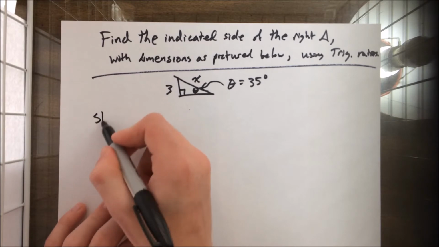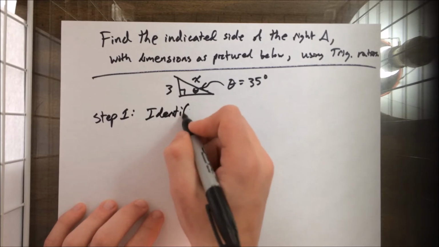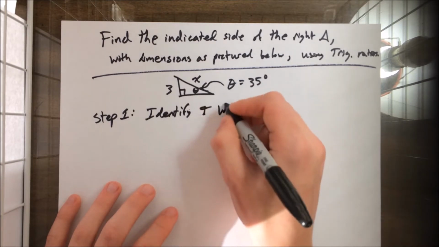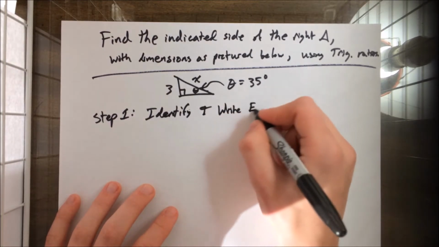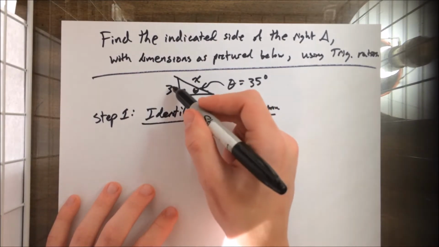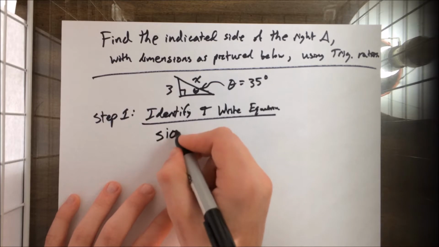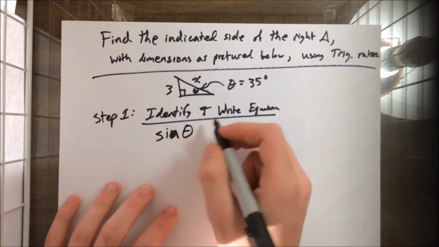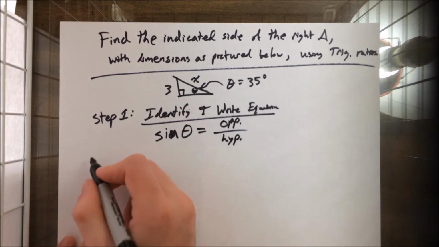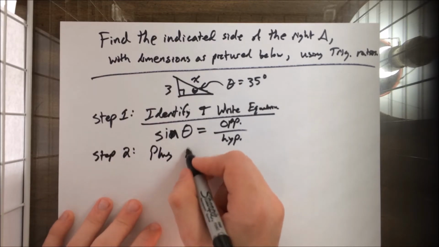Okay, so step 1 is to identify and write the equation. So because it's the opposite of the angle over the hypotenuse, we're going to do sine. The sine of theta is equal to opposite over hypotenuse. Step 2, plug and chug.